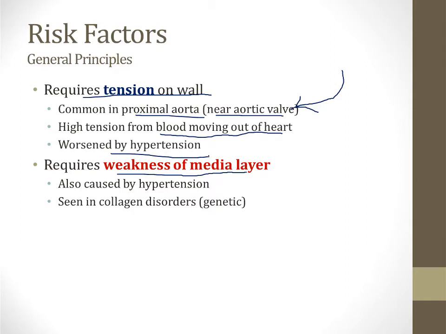aortic dissection. In addition to tension on the wall of the aorta, you need a weak medial layer of the aorta. Now, hypertension also causes weakness of the medial layer. As we saw before, this can lead to decreased blood flow to the vasa vasorum and weakening of the medial layer. In addition, in many collagen vascular disorders, which are genetic disorders like Marfan syndrome and Ehlers-Danlos, there is genetic and inherited weakness of the medial layer, so this predisposes to dissection.